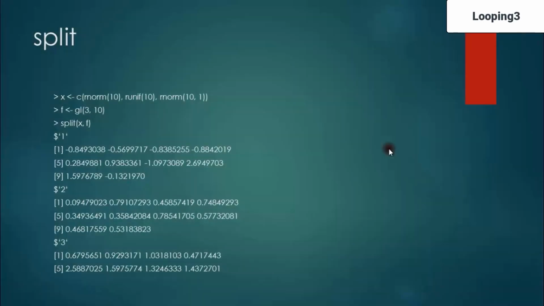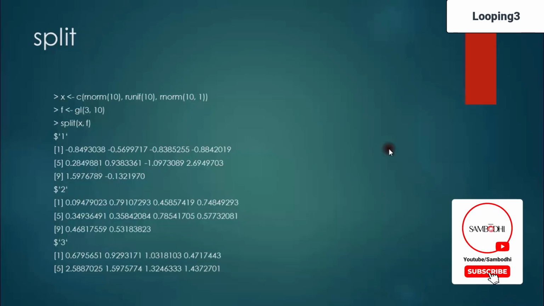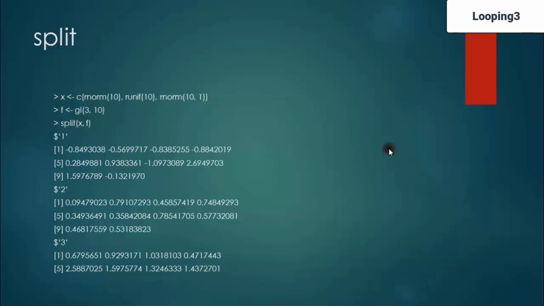So here you have x, a list wherein the first is a random normal distribution of 10 variables, then a random uniform distribution of 10 variables, and a random normal of 10 variables. So it's the same as the previous function example which we saw for tapply. Now, when I apply the function f, which repeats 1 to 3, 10 times.